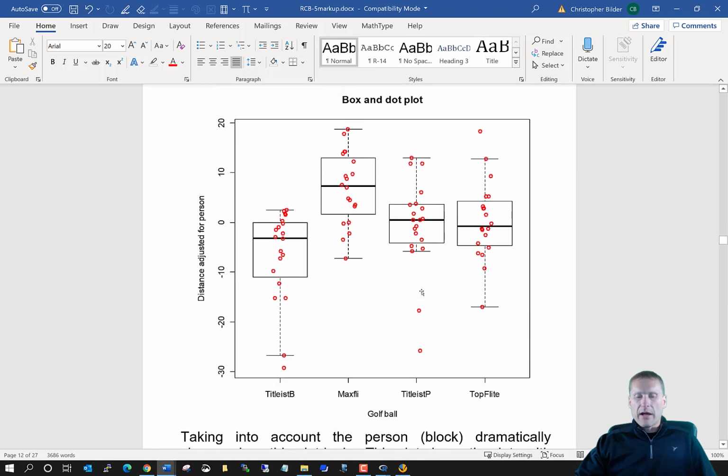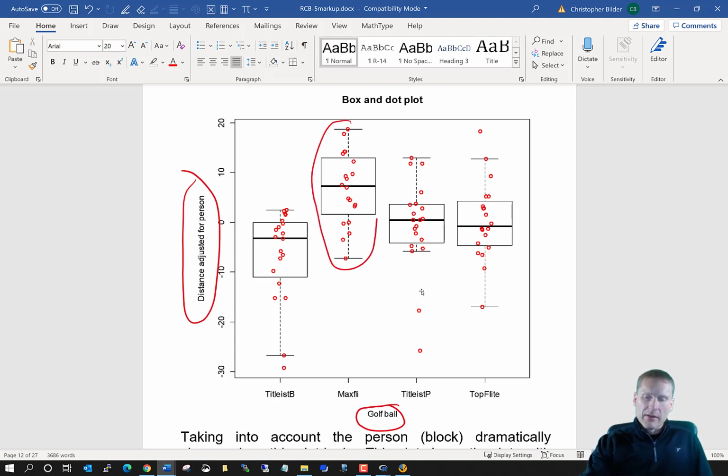Okay, here's my plot now. On the y-axis are these distances that have been adjusted by golfer. The x-axis is the golf ball type. Now, in comparison to when we've looked at these plots before, again, what we do is we look for shifted points from one factor level to the next. And take a look at this.